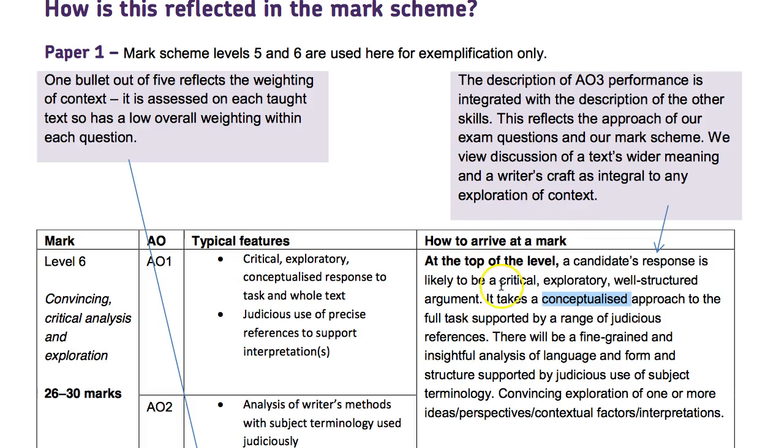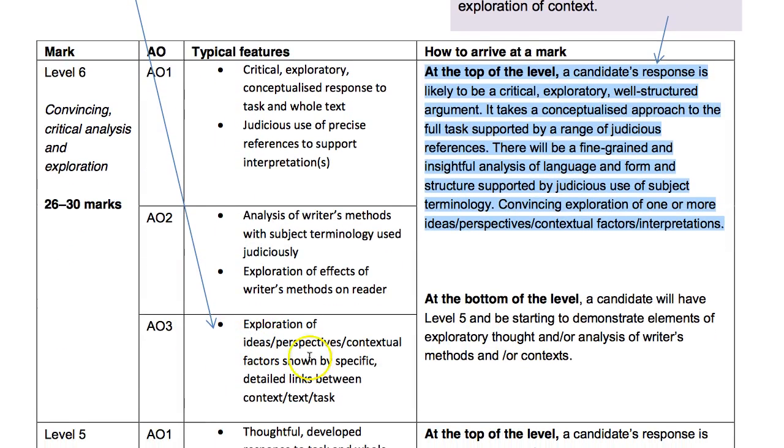So without laboring the point, I hope you can see that context will help you get everything in the top band. That's what it does. So the fact that it's only mentioned directly in 1 bullet point shouldn't make you think, oh, I hardly need to mention it at all. It informs everything else that you write.